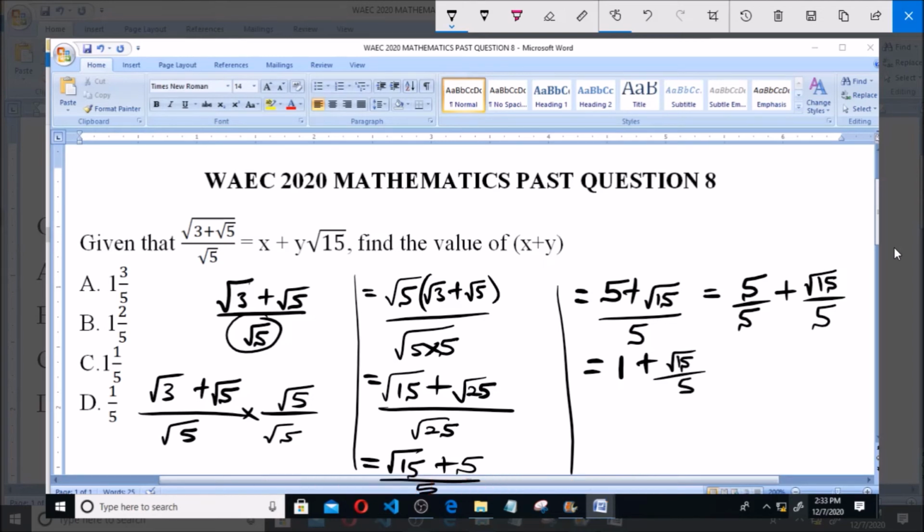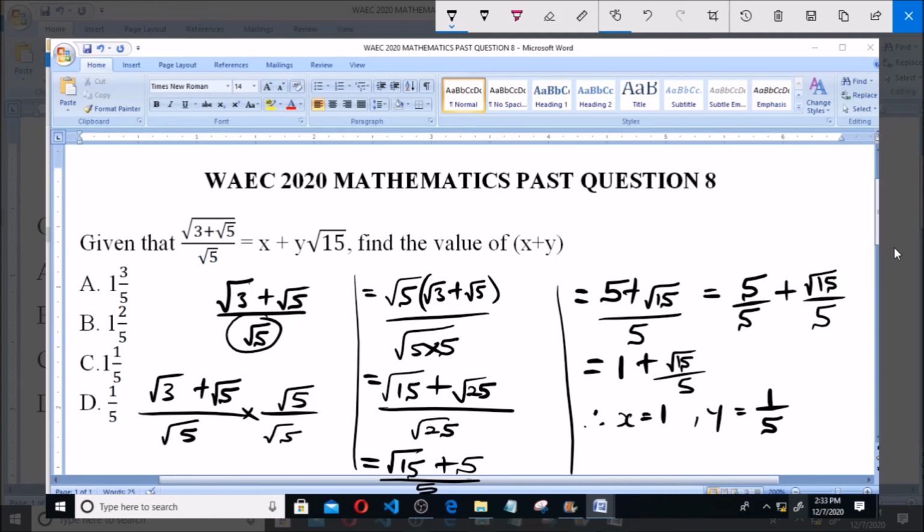The question says, given that this is equal to x plus y root 15. Now if you look, x here is 1. We can say therefore x equals 1, and y here is equal to 1 over 5, because y root 15 is 1 over 5 multiplied by root 15, and that will give us root 15 over 5. So y is equal to 1 over 5.